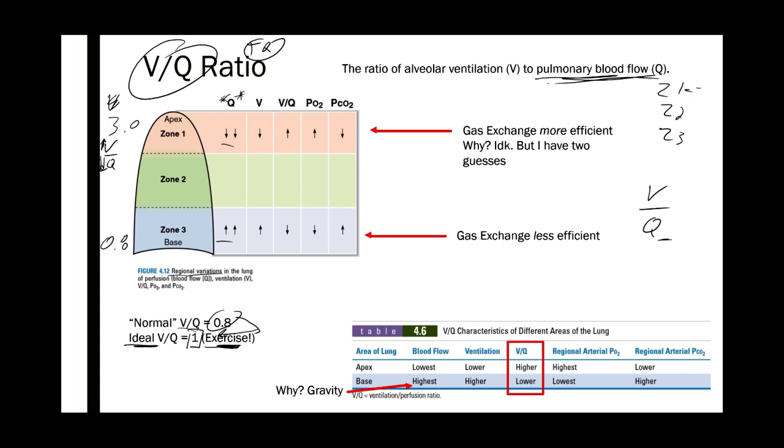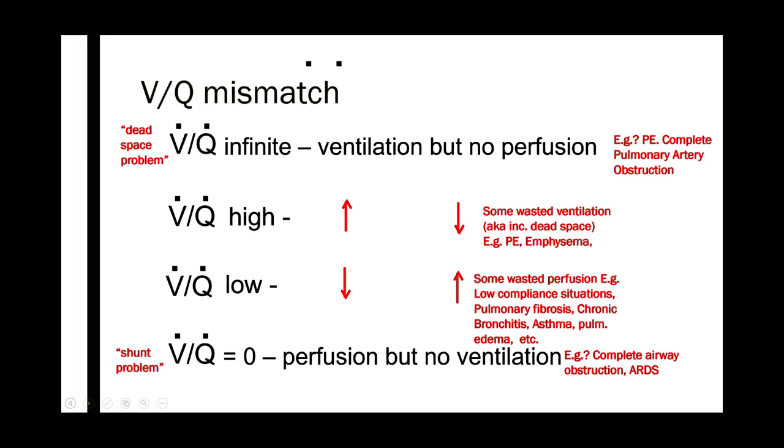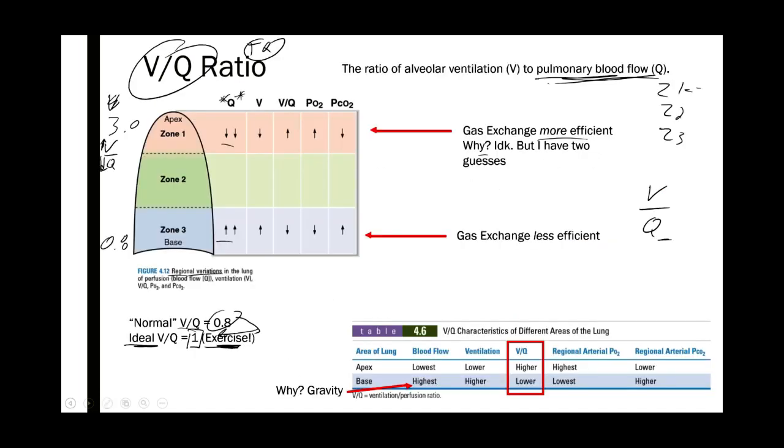But what's also a little strange here is that gas exchange is actually more efficient in zone 1. And as far as the mechanism of that, I think it's because of the very favorable pressure gradient, because up here you have a higher PO2 and a lower PCO2. So that's an even higher pressure gradient for O2 to enter the bloodstream, and again, a higher pressure gradient for CO2 to enter the alveoli to be exhaled out.